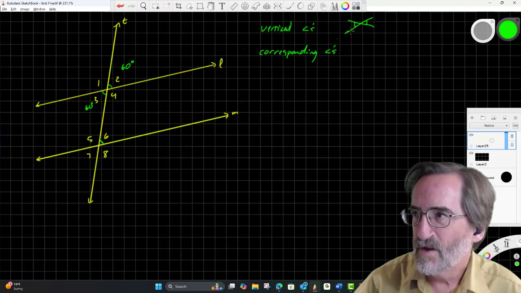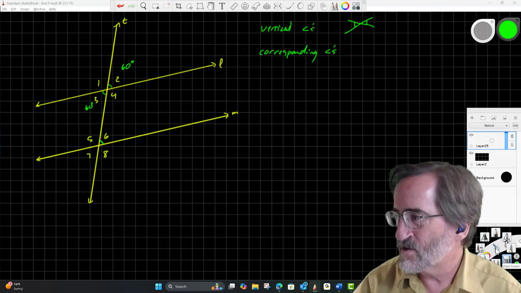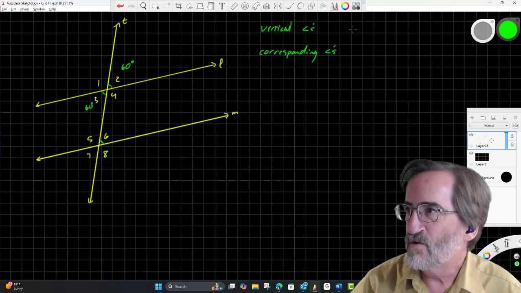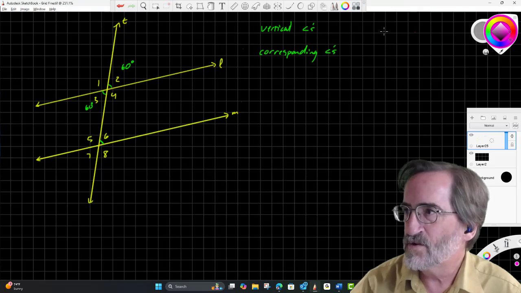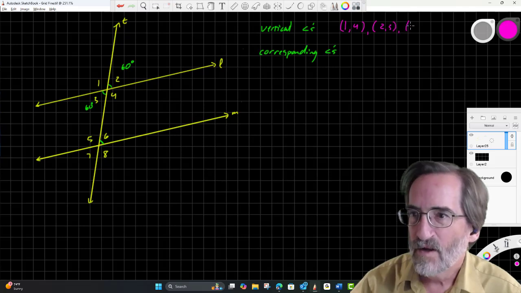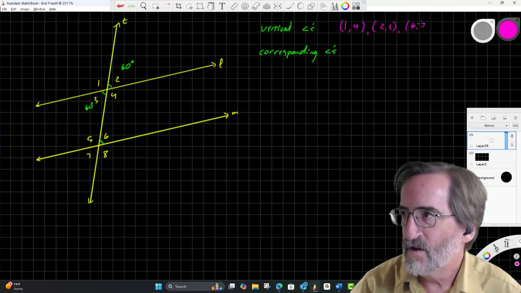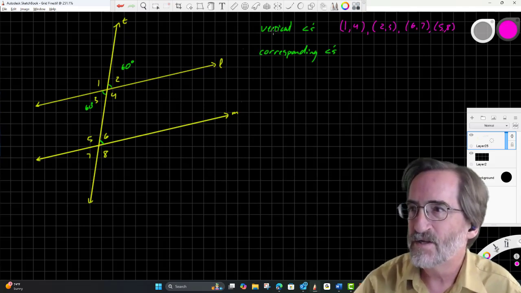Let me go ahead and give you some examples of vertical angle pairs and corresponding angle pairs. Vertical angles are angles 1 and 4, angles 2 and 3, angles 6 and 7, angles 5 and 8. Those are vertical angle pairs, the angles opposite each other when two lines intersect.